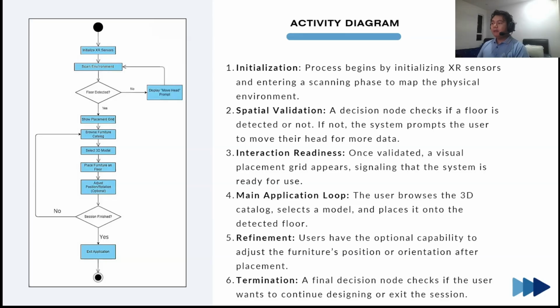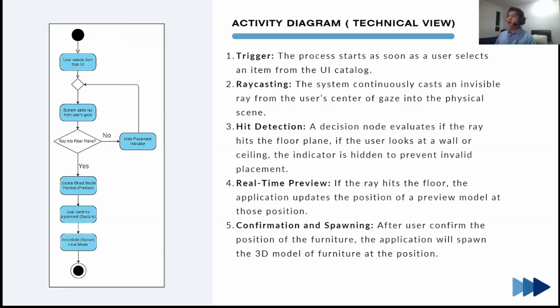Fourth, main application loop. The user browses the 3D catalog, selects a model, and places it onto the detected floor. Fifth, refinement. Users have the optional capability to adjust the furniture's position or orientation after the placement. And last one, termination. A final decision node checks if the user wants to continue designing or exit the session. Besides that, we also have an activity diagram for the technical view.